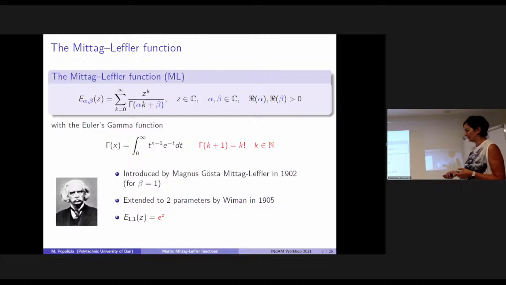Actually, when alpha and beta are both equal to 1, it is clear that we have exactly the exponential. But as soon as we move from these special cases, alpha equal to 1 and beta equal to 1, we have to deal with the loss of good properties typical of the exponential. The name is due to Mittag-Leffler, who introduced this function for beta equal to 1, but then it was generalized a few years later to two parameters by Wiman.